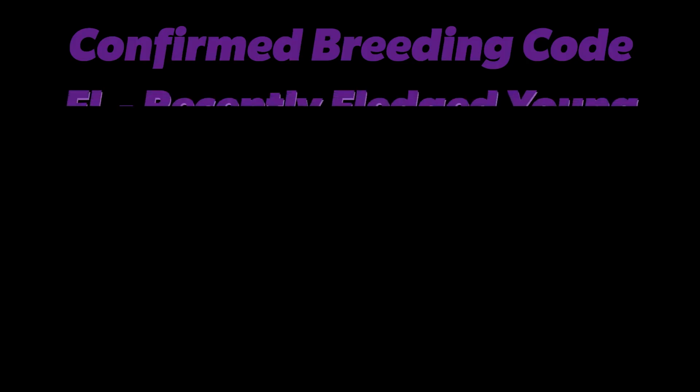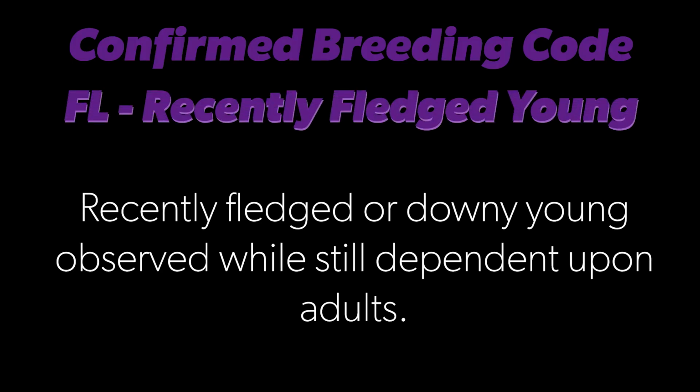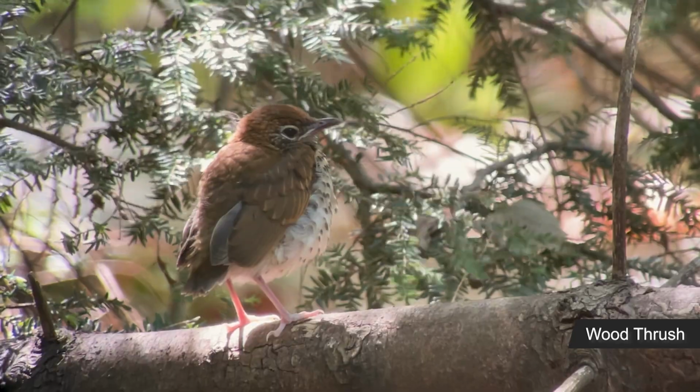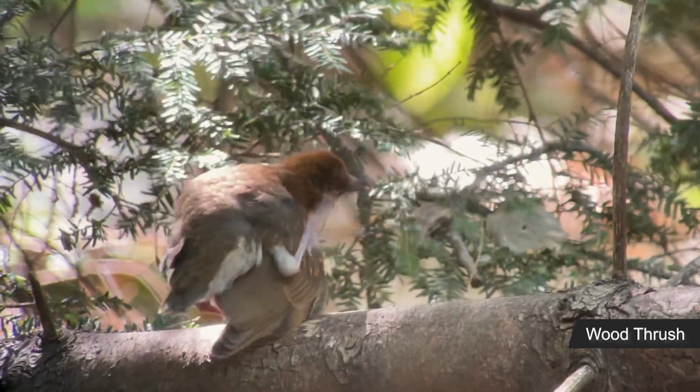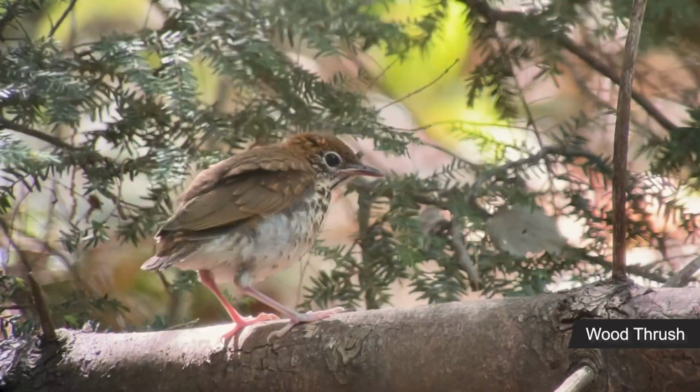Next up is probably the most misused code, FL, recently fledged young, for recently fledged young or downy young observed while still dependent on adults. In my experience, having reviewed thousands of records for the main bird atlas, birders overuse this code, applying it to any bird they can identify as being in juvenile plumage. And I think the problem is with this subjective word recently, where some people interpret that as longer than it should be. This code should be used with birds that likely haven't moved far from the nest site.